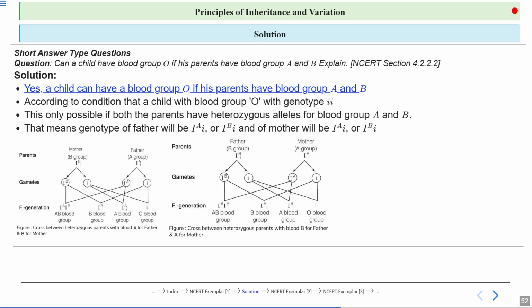Now you can make all the possible combinations. You can see here, one of the offspring is having blood group O, and the other offspring are having blood group AB, B, and A. Okay, this is clear.